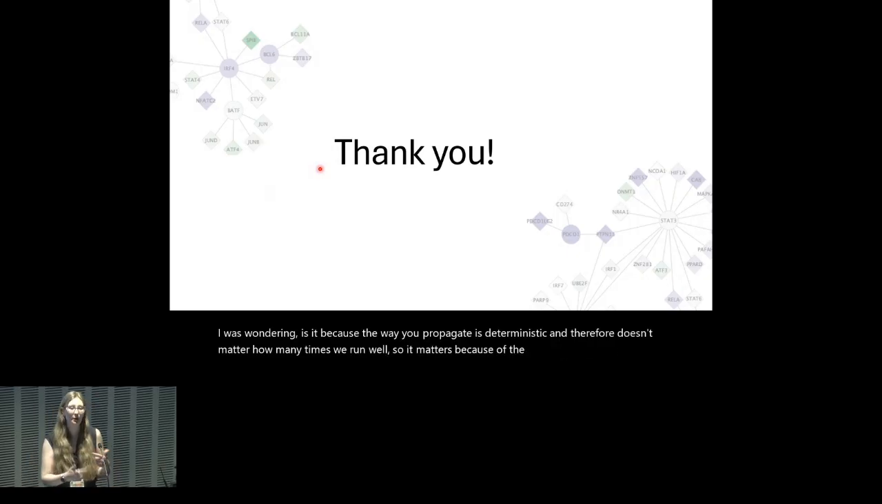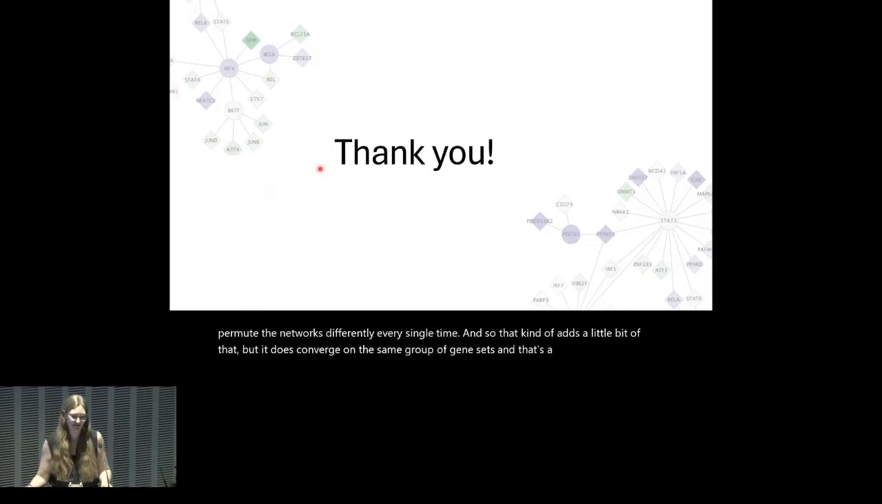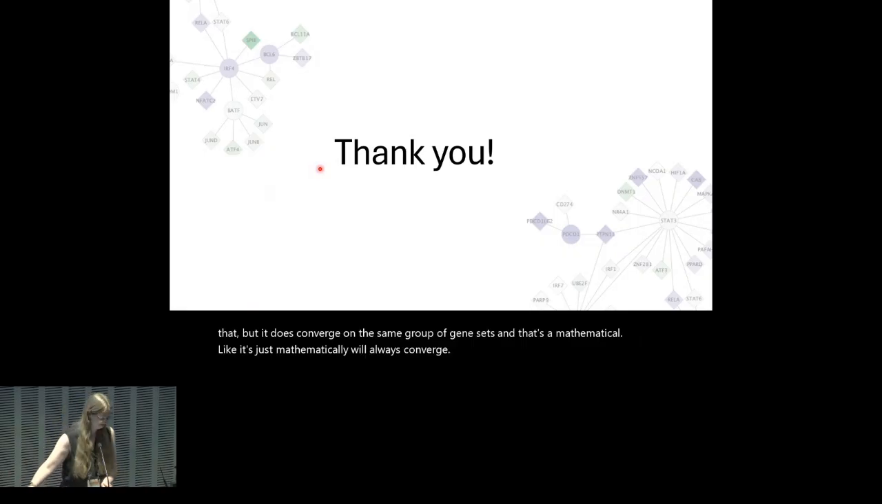So you permute the networks differently every single time. And so that kind of adds a little bit of that. But it does converge on the same group of gene sets. And that's a mathematical, it just mathematically will always converge. Okay, thank you very much.